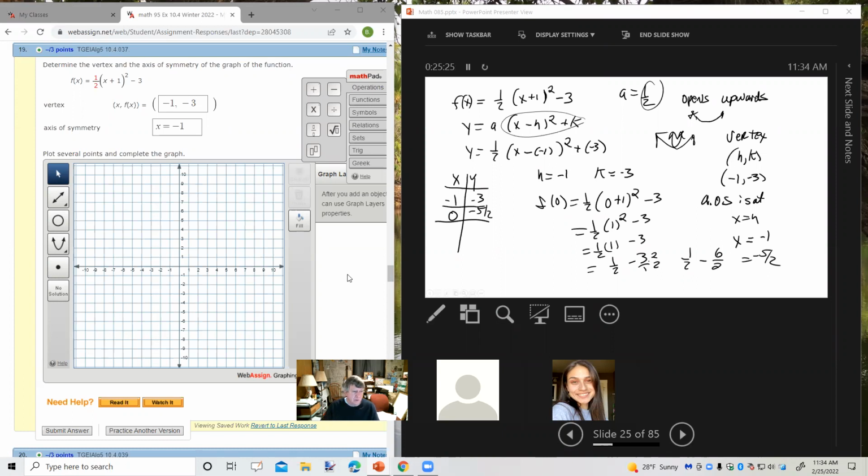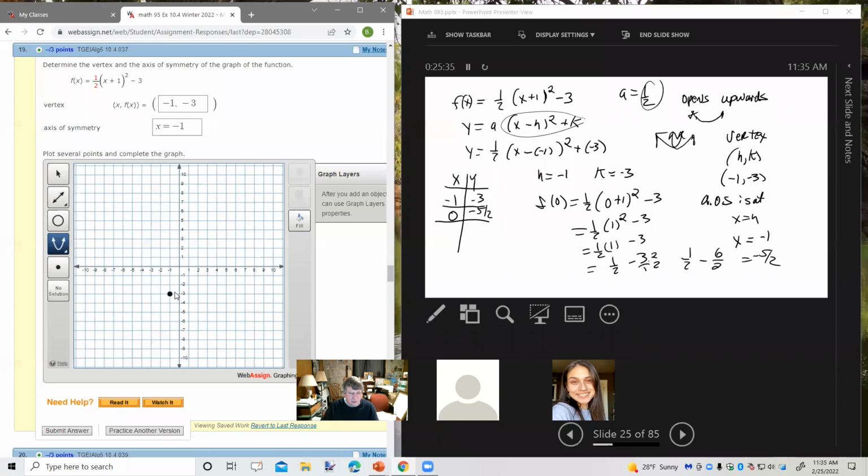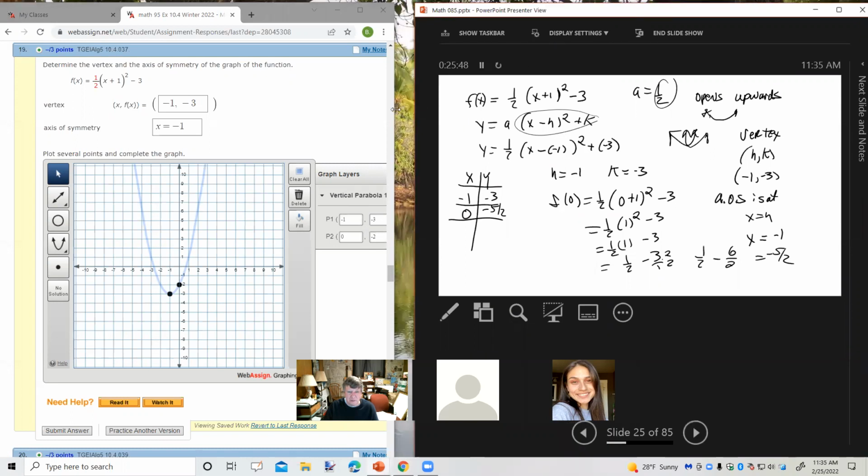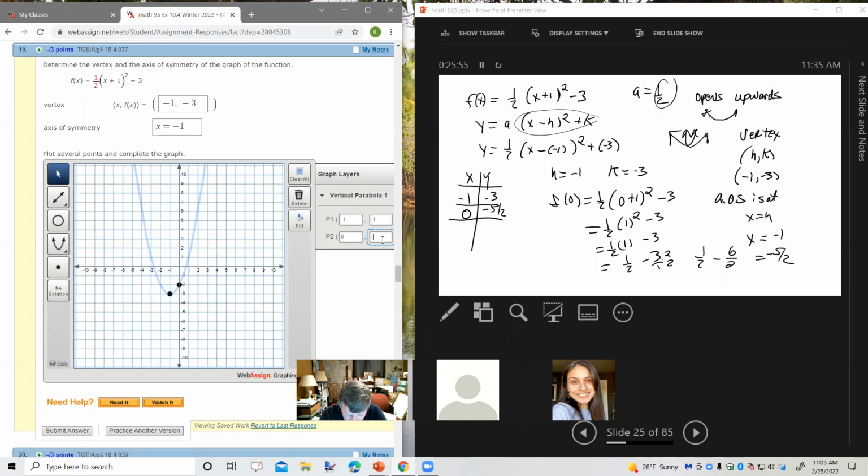Okay. So over here, click on this till it turns blue. (-1, -3), and (0, -5/2), which is -2.5. Now, notice it didn't go where I wanted it to, so I'm going to move this over a little bit. So I've got my (-1, -3). This is going to be -5/2. And let's see if that's correct.